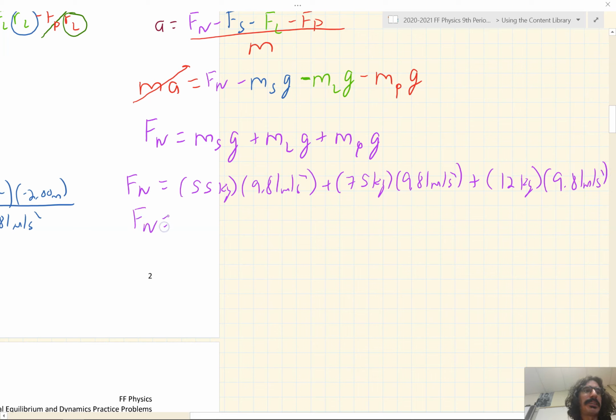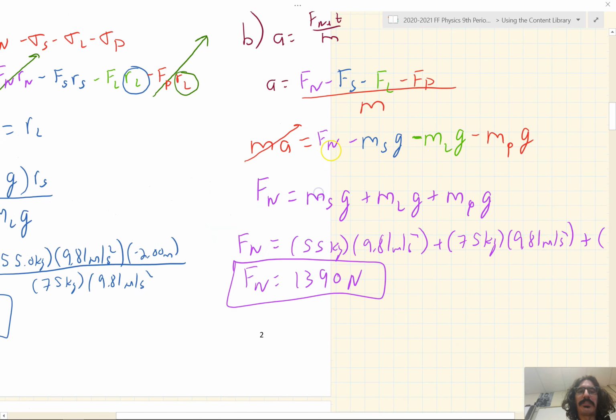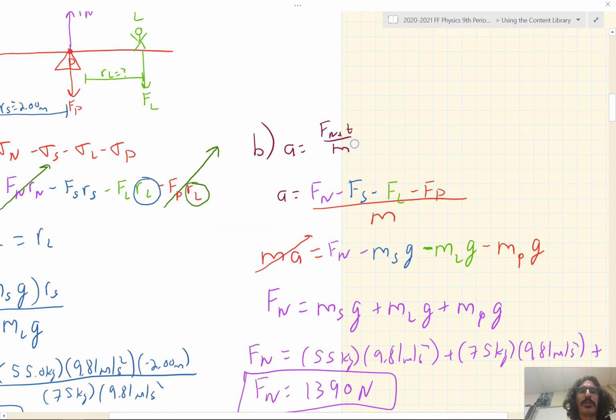Plug and chug, and we get the normal force to equal 1,390 newtons. And that's the force of the pivot pushing upwards on the plank.